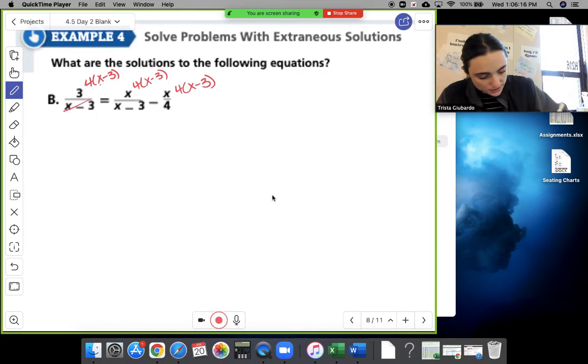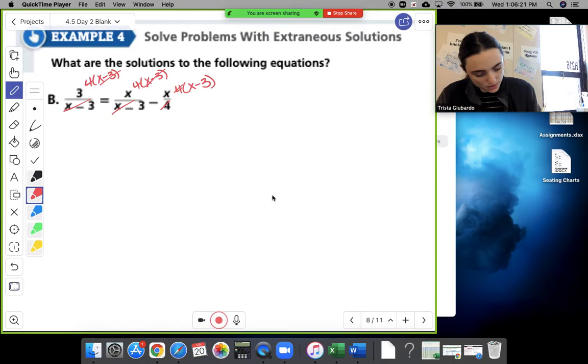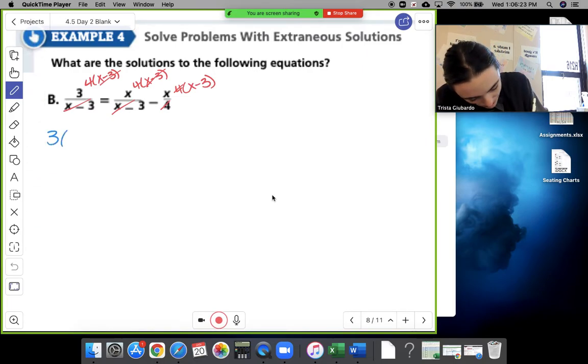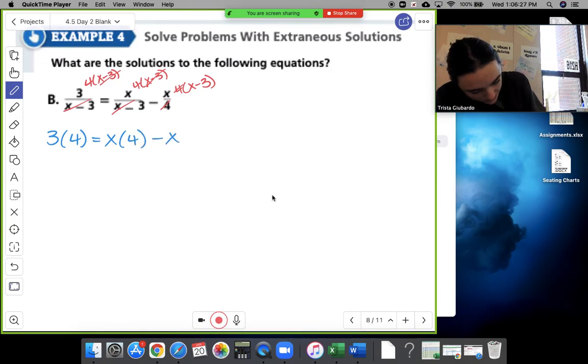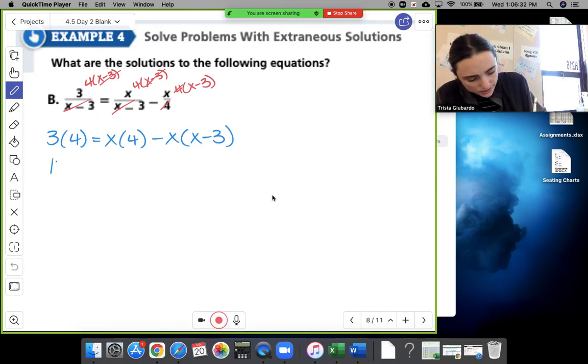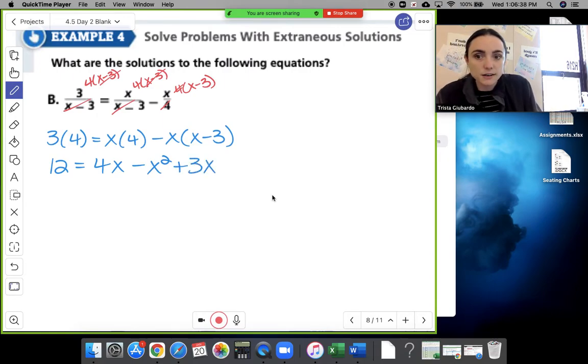For the first one, the x minus 3's cancel, x minus 3's cancel, and in that one the 4's cancel. So that leaves me with 3 times 4 equals x times 4 minus x times the x minus 3. We'll go ahead and multiply. It gives me 12 equals 4x minus x squared plus 3x. Careful with your signs there.